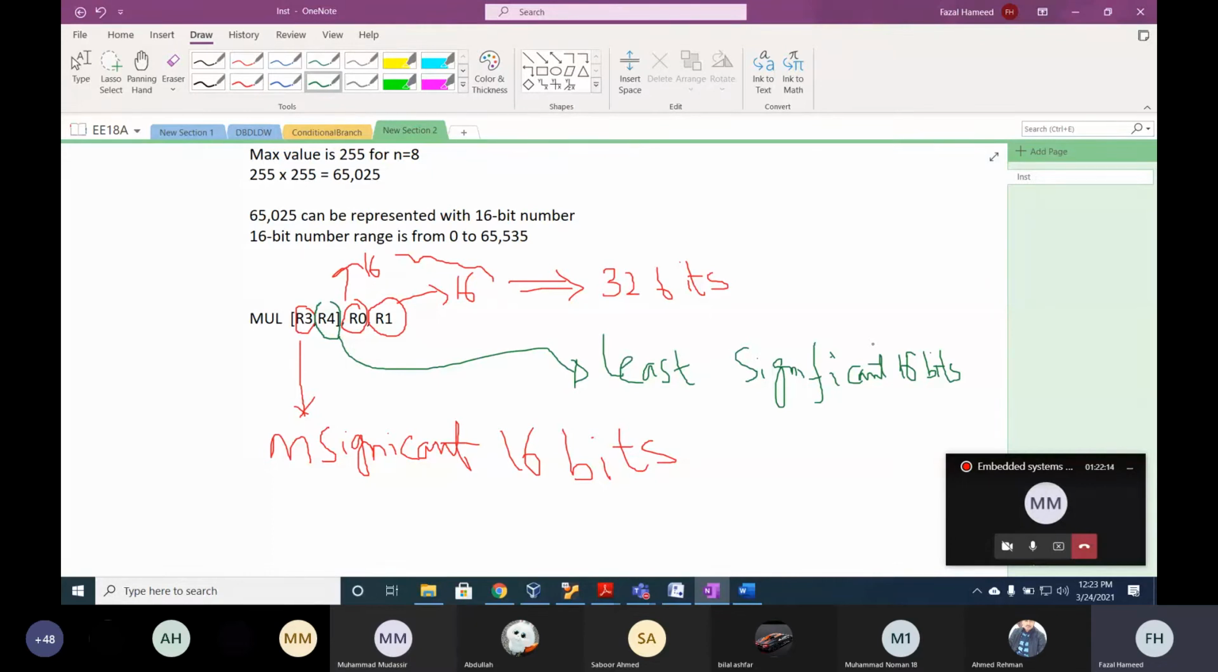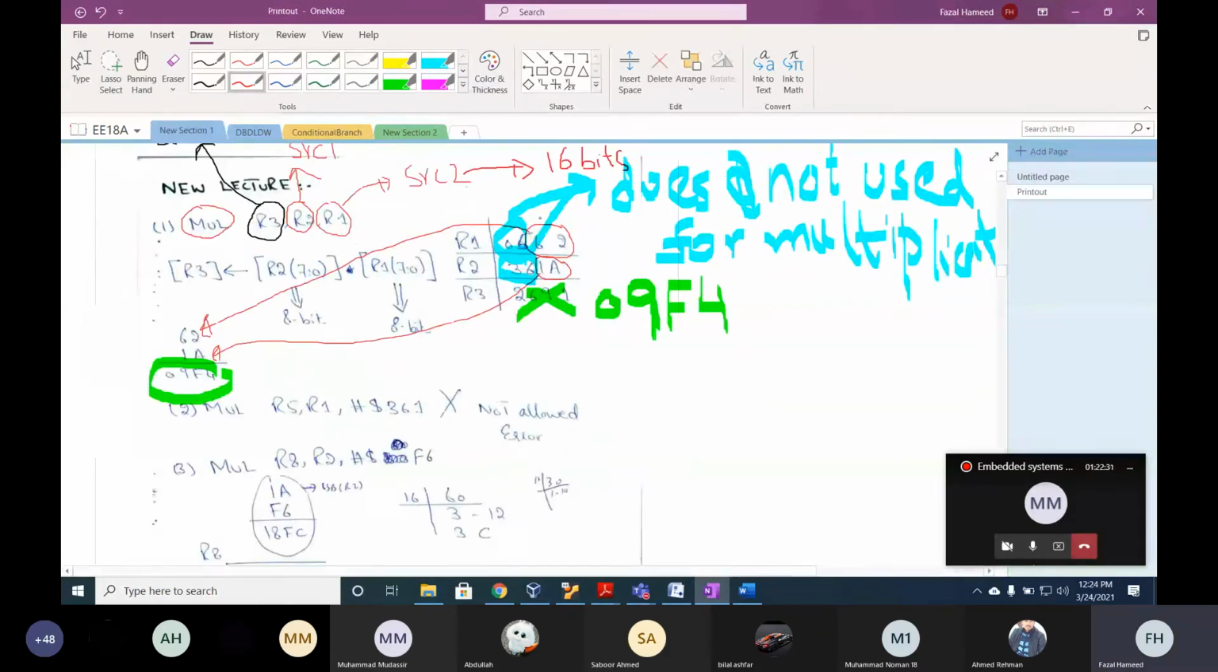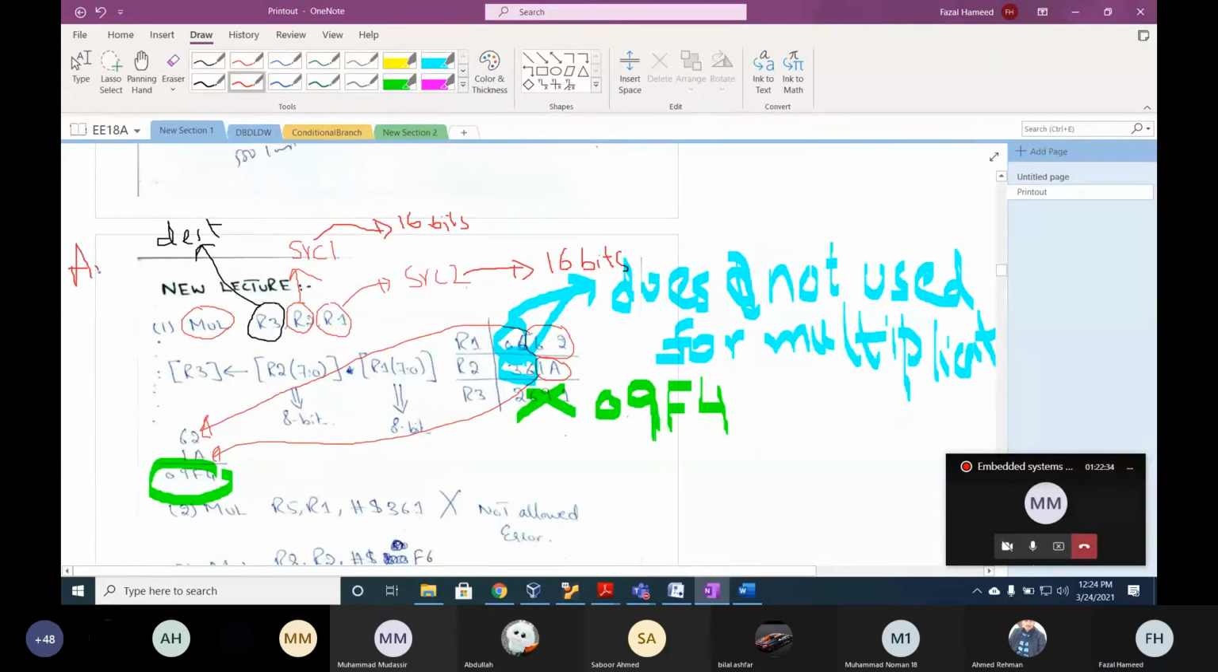Okay, now in some architecture, maybe this instruction is not supported. Maybe in some architecture this instruction is supported. Maybe in some architecture the other one is supported. So it depends. Now let's assume this is architecture 2, and this is architecture 1. So maybe architecture 1 supports this form of multiply instruction. Maybe architecture 2 supports another form of instruction. And maybe there is an architecture which supports both of them. Didn't you understand, son?